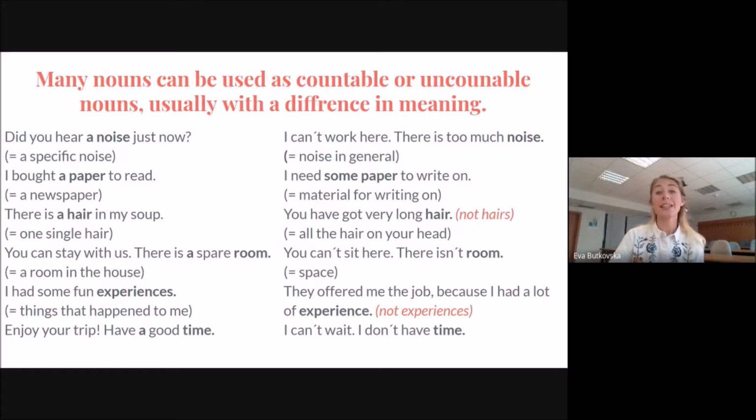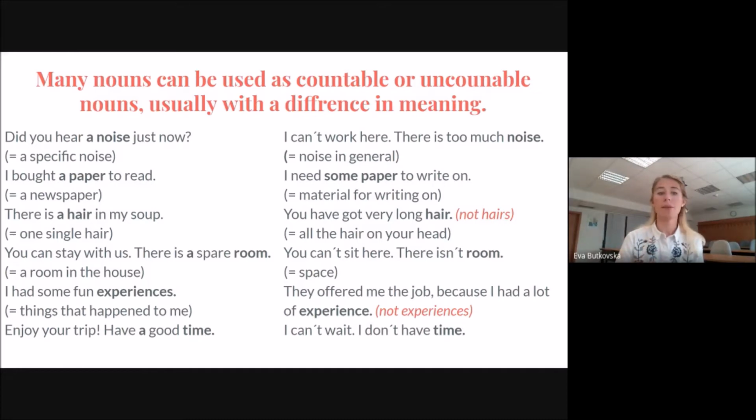Let's look at the second example. I bought a paper to read. In this sentence, a paper is not material, but is a newspaper. It is a shortcut for newspaper. And we know newspaper is countable. So I bought a paper to read. That's countable. But when I say I need some paper to write on, I mean material for writing on. In this case, the noun paper is uncountable.